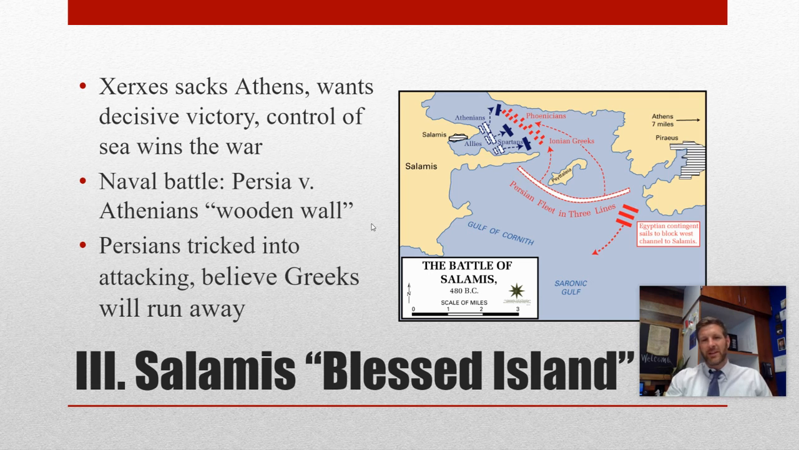What they did, we're not going to get into much of the strategy, is basically trick the Persians into believing that they're giving up, that because Athens has been burned and because the Spartans have died, they have no more will to resist. And so they draw the Persian fleet into a very narrow strait of water, thinking that they've all given up and don't want to fight.